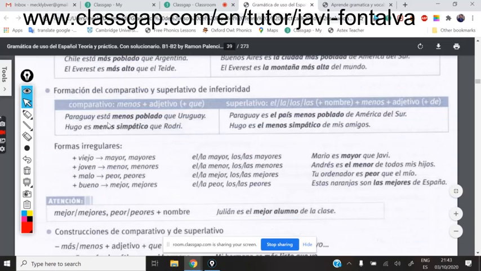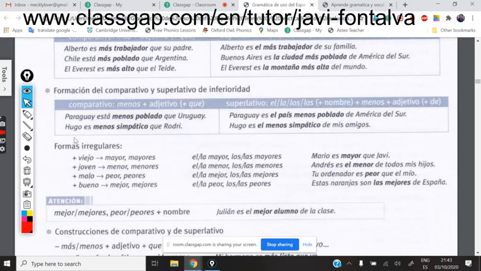So Paraguay está menos poblado que Uruguay. Less populated than Uruguay. Hugo es menos simpático que Rodri. So, less nice. Nice, simpático, yeah. Paraguay es el país menos poblado de América del Sur. So, the least populated. And notice here, again, the order is different.